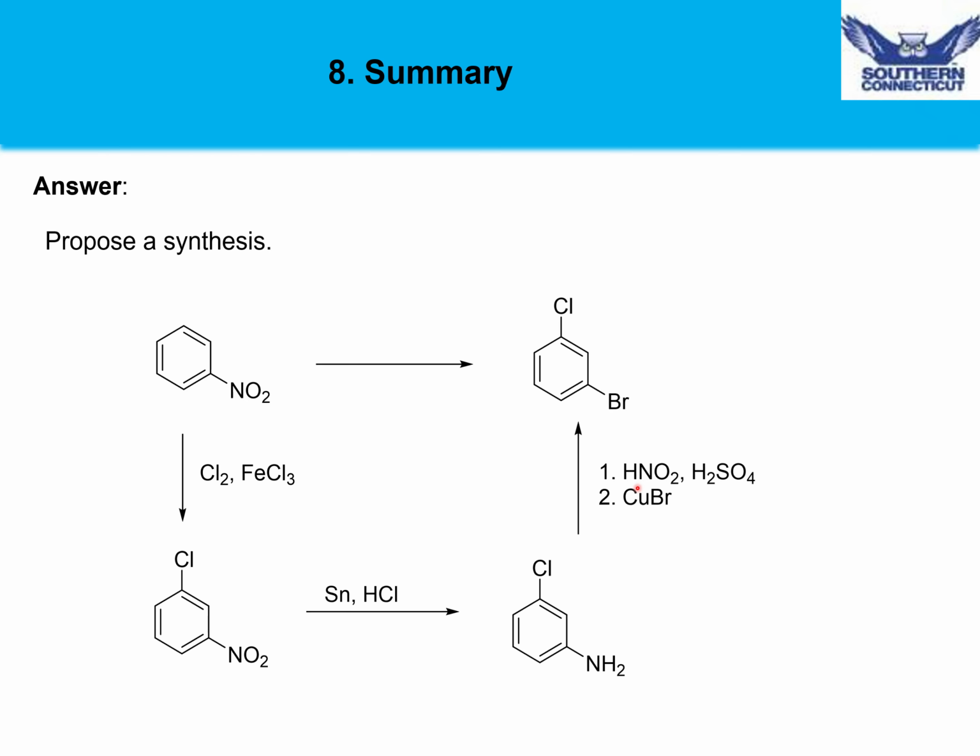Note that we could change the order of some of these steps. For example, we could add a bromine here through Br2 and iron tribromide. And then when we get to this step, if we add copper chloride, we could add the chlorine and get the same product.